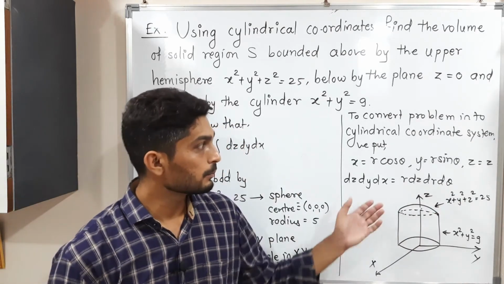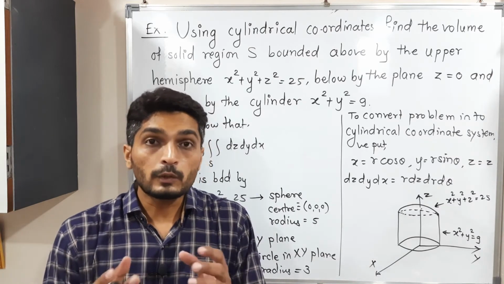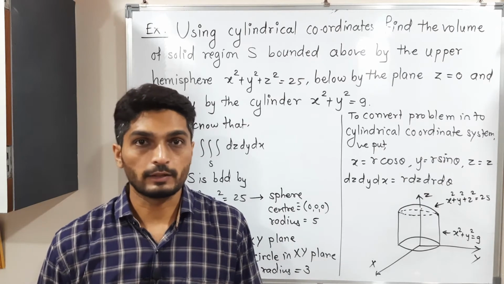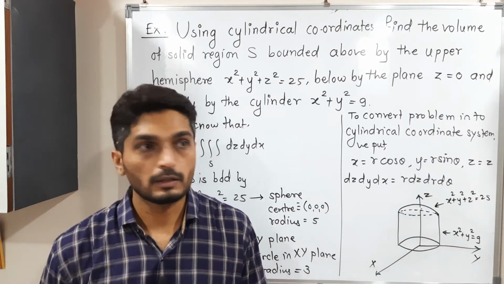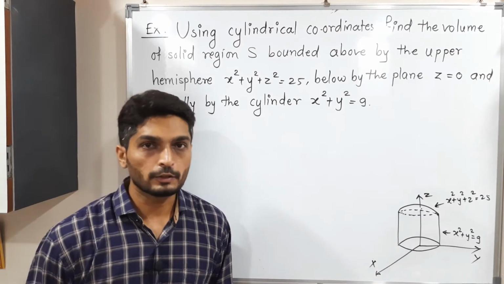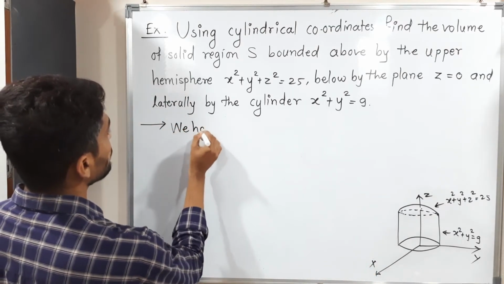So see, after this substitution, what do we do? We convert all equations in terms of r, theta and z, and then we will solve the problem. So I suggest you make a screenshot of it, and after that we will go further. So let us continue. What is the first equation we have?